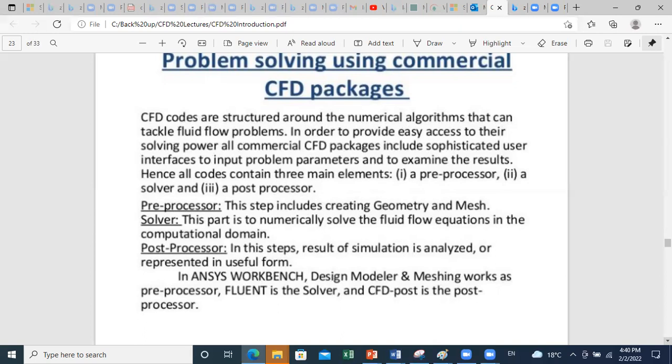First, any of these packages will include mainly three elements, which are a preprocessor, a solver, and a post-processor. What do you mean by this? If you have an engineering problem to solve, the first step will be to draw your geometry and to mesh it, which means to decompose it into small control volumes. So this is the role of the preprocessor.